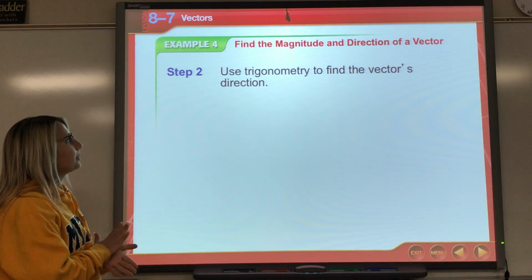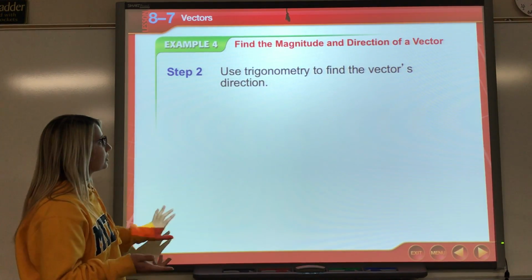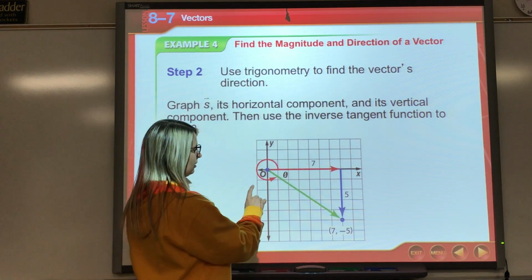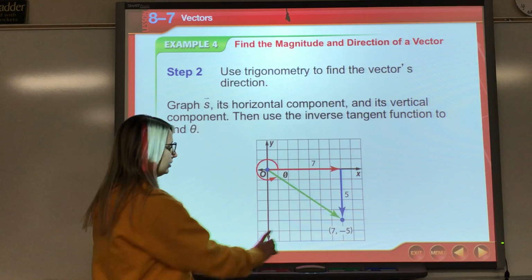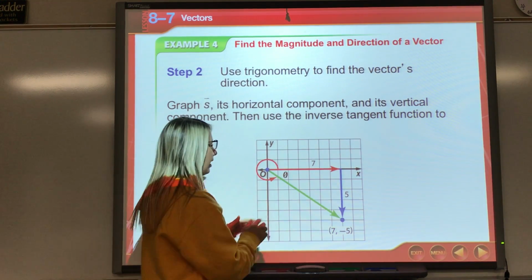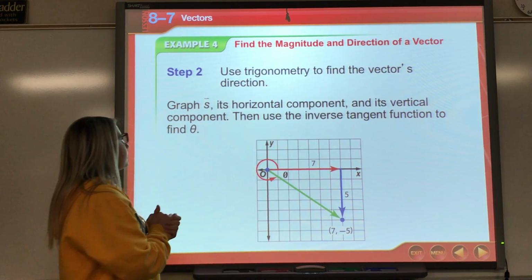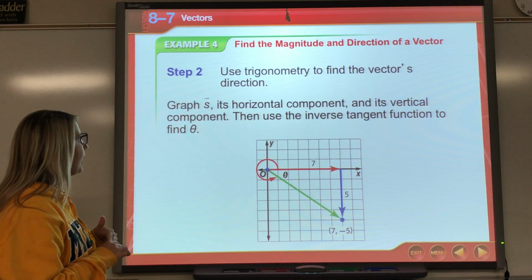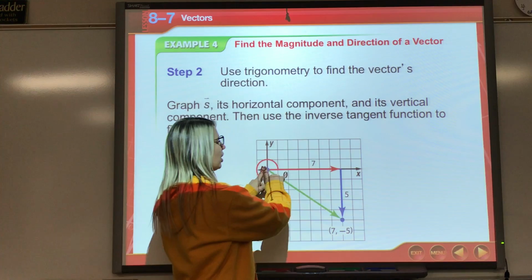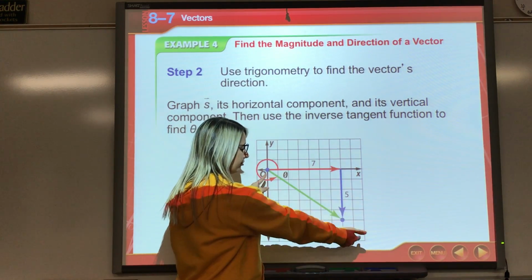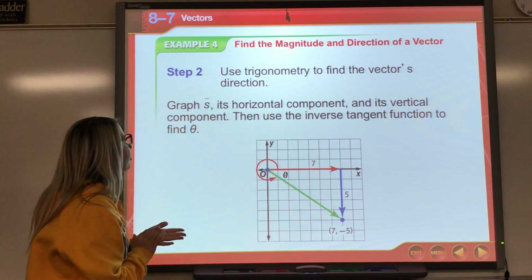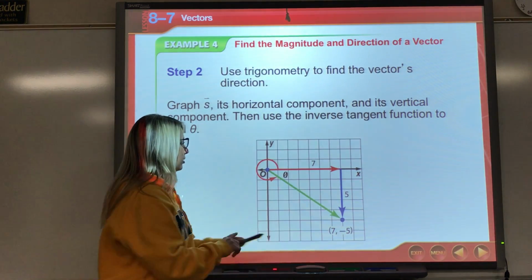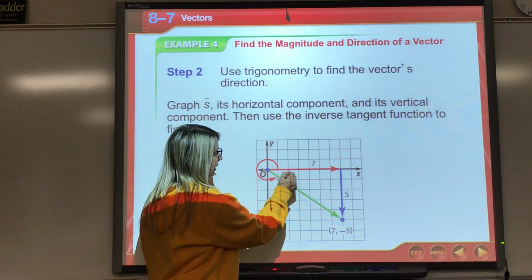Now we have to use a little bit of trig to find the vector's direction. So we're graphing 7, negative 5, that's that vector. Okay, so it says its horizontal component and its vertical component. So we're going over to the right 7 and down 5. That's where the 7 and negative 5 come from. But we have to use the inverse tangent function because we have to find what this angle here is.